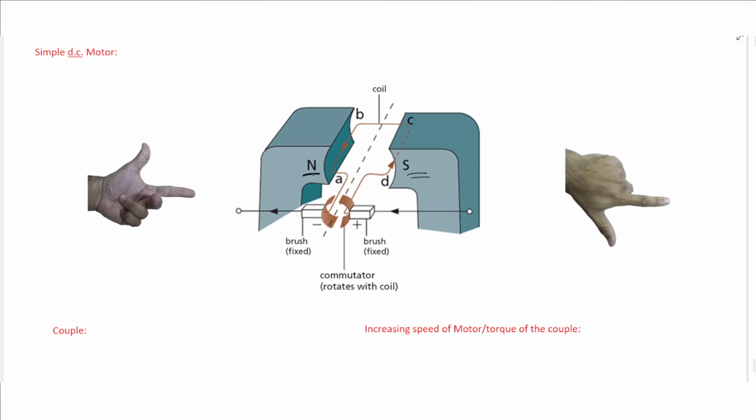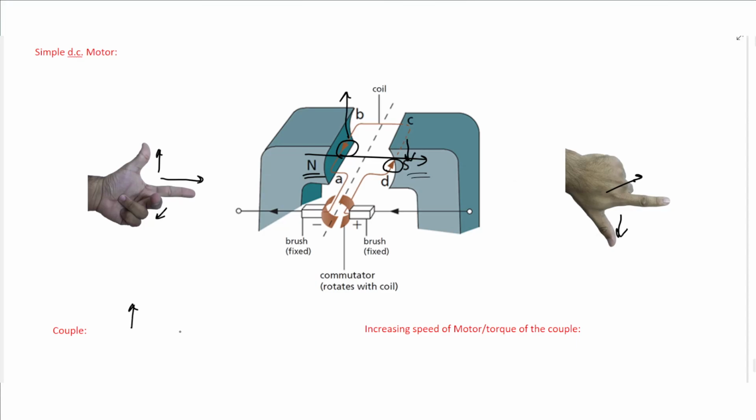If you have a north pole and a south pole, the field is pointing from the north to the south, but one side of the coil will carry current into the page and the other side will carry current out of the page. Using Fleming's left-hand rule, if the field is to the right and the current is outwards, the force will be upwards. So this side will go up, and on the other side, if the current is into the page, the force will be downwards, so this side will go down.